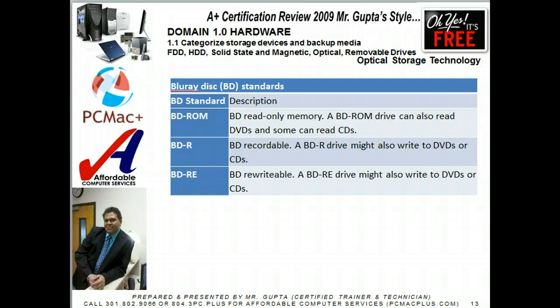This table is about Blu-ray. So you have BD-ROM, BD-R, BD-RE, which is rewritable. Please record these in your notes and memorize these acronyms. They could be in your exam.